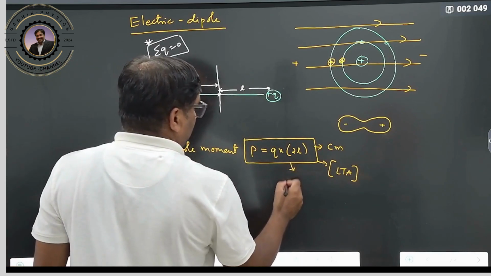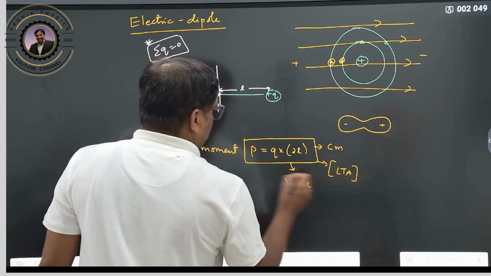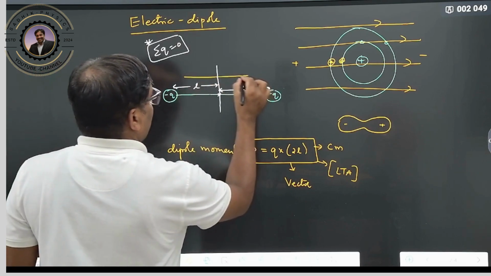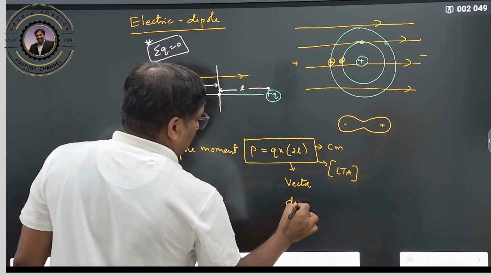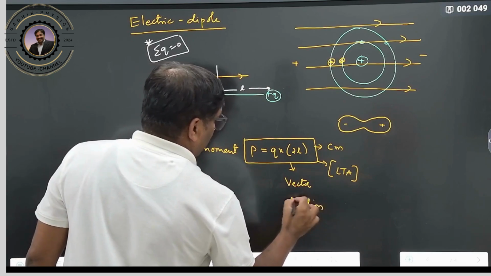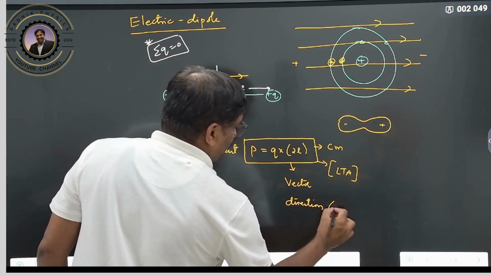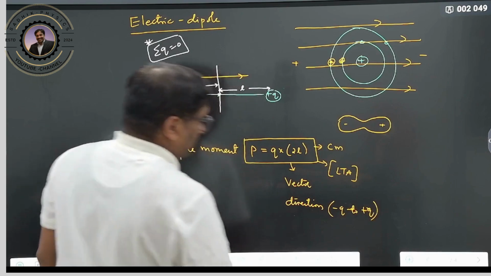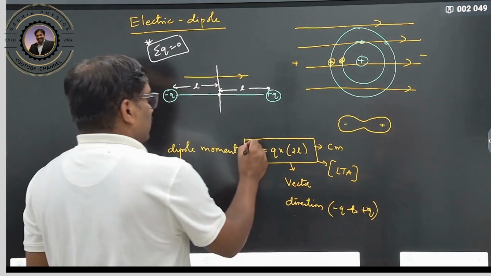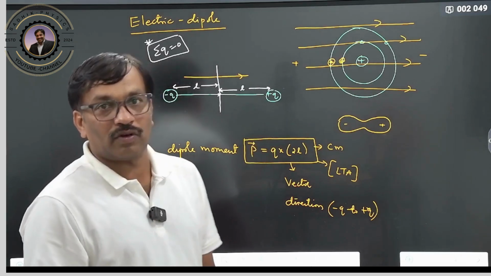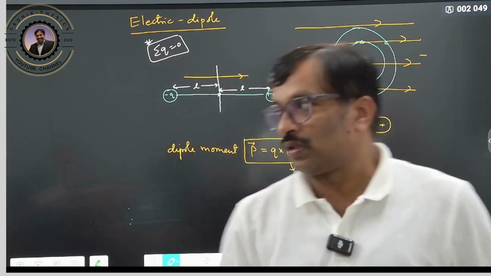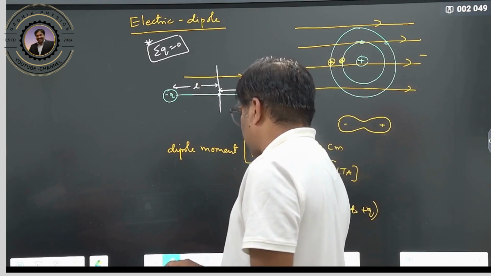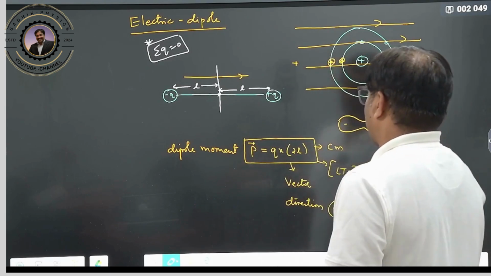Is it a vector or a scalar? It is a vector quantity. What is the direction? The direction of the dipole moment is from the negative charge to the positive charge. Clear? Since the dipole moment is a vector quantity, you have to follow all the vector rules to calculate it. Let us see some simple questions about the dipole and dipole moment.